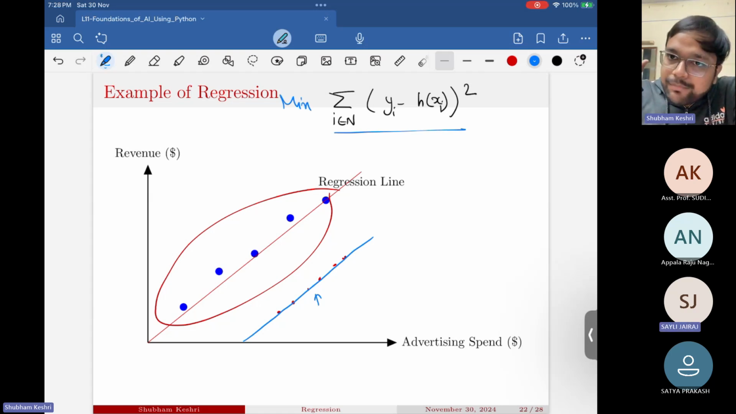We are saying we must minimize the error, no doubt. But is each summation really necessary? Yes, we are trying to minimize.